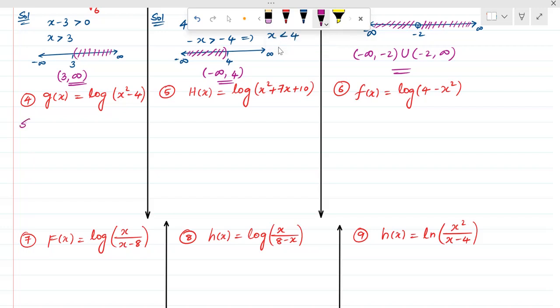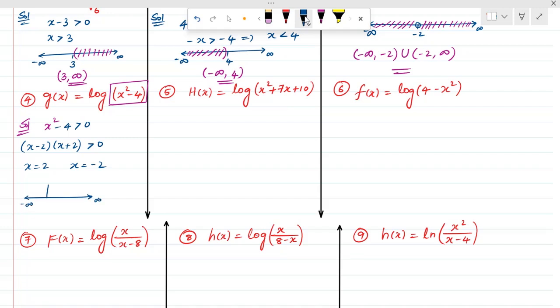Now the next one we have here, this one is more than 0. 4 minus x square more than 0. This is a quadratic polynomial inequality. How will you solve? This is factoring. So (2 minus x)(2 plus x) more than 0. What is the critical value? x equals 2, x equals minus 2. Now what is the sign diagram here? Minus infinity, plus infinity. This is minus 2, this is plus 2.